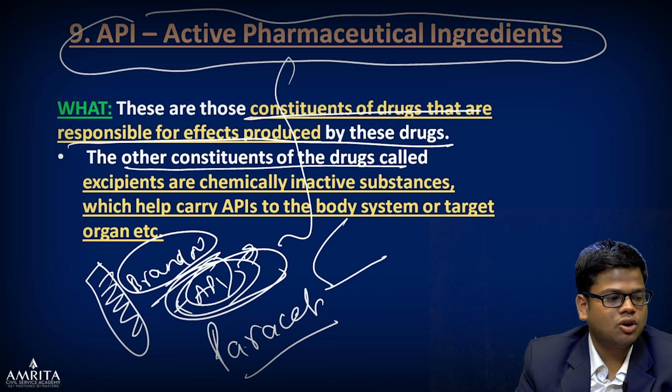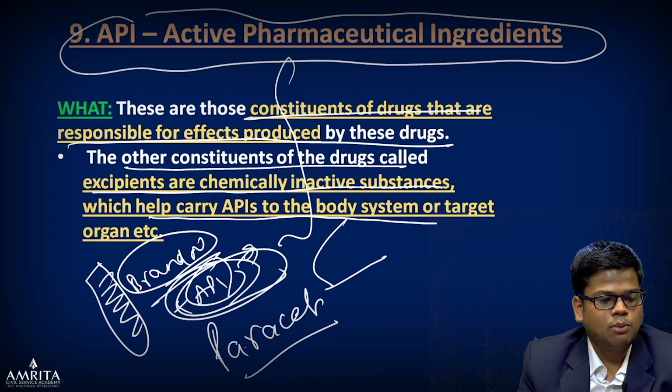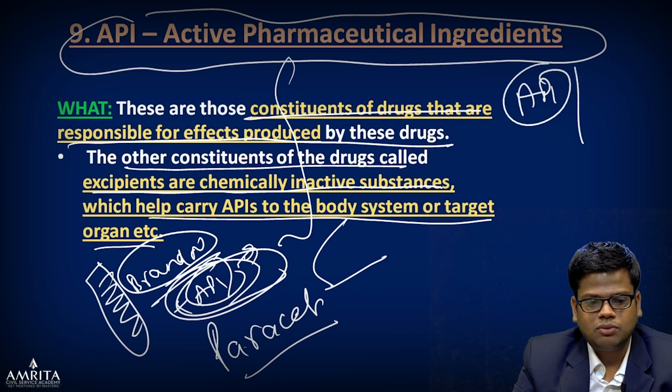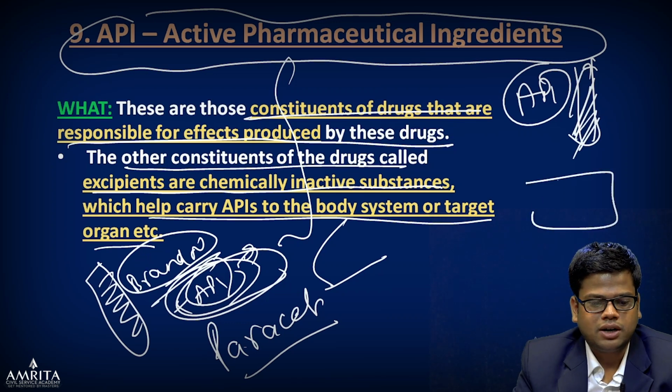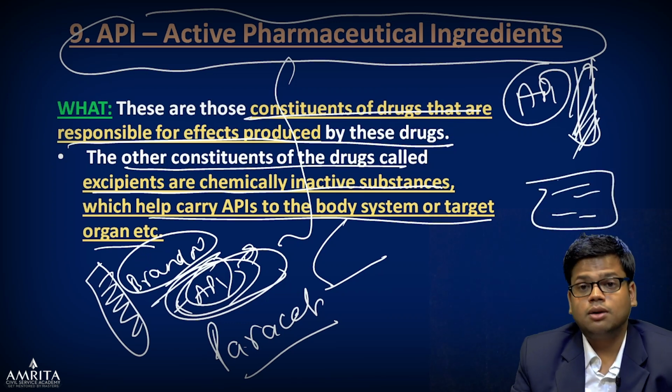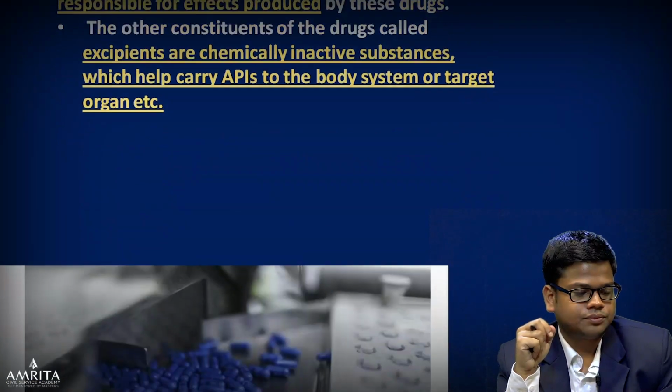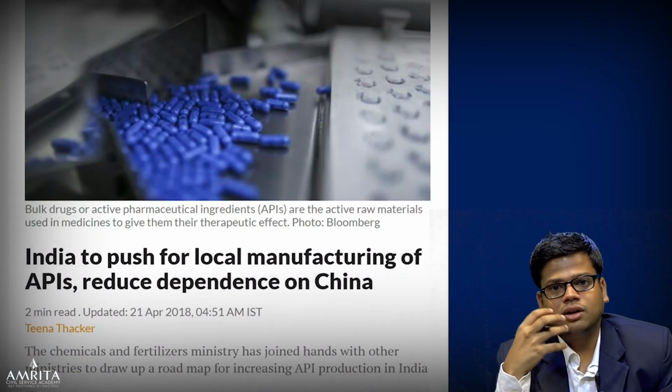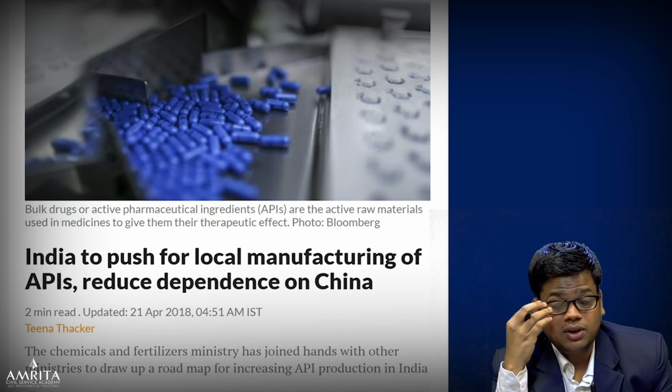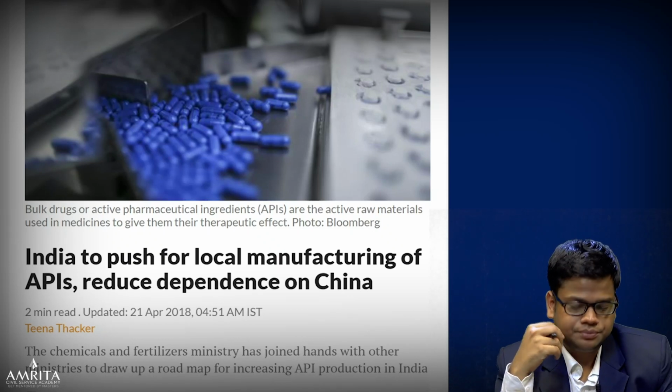Other constituents of the drug, called excipients, are chemically inactive substances which help carry the API to the body system or the target organ, right? So there will be one API and then there will be one delivery system. Those other things in the drug are the delivery system that reaches the particular area where the problem is. Okay.